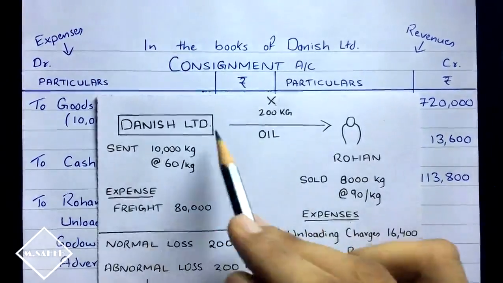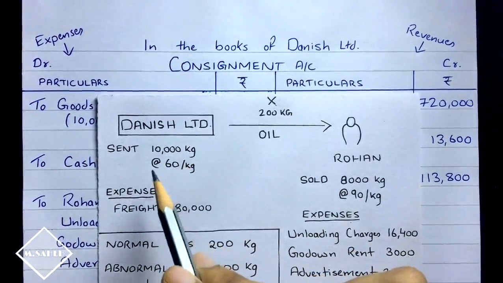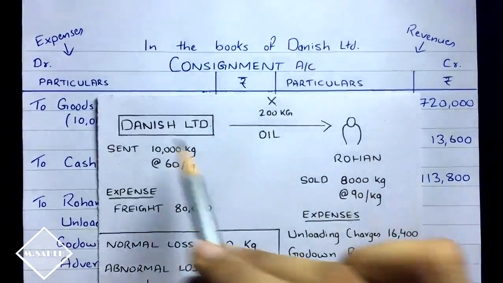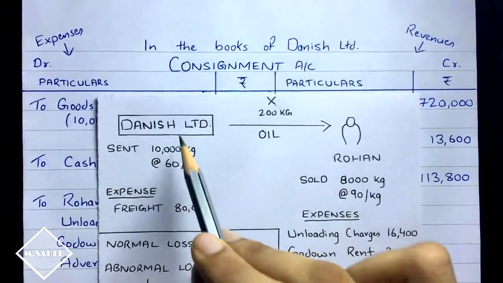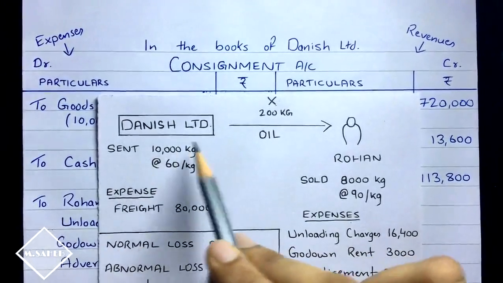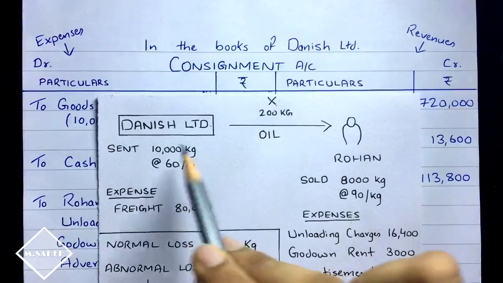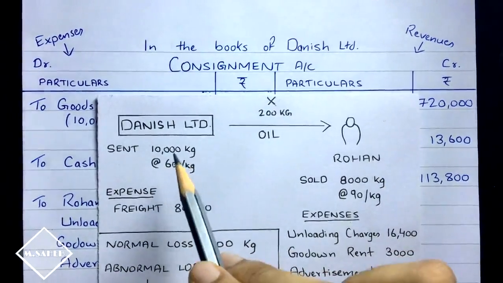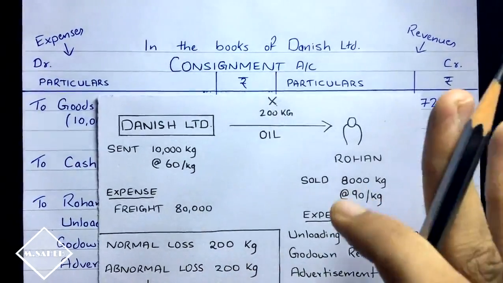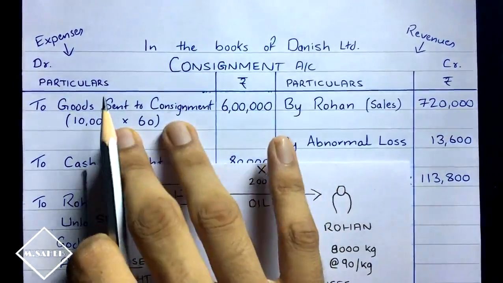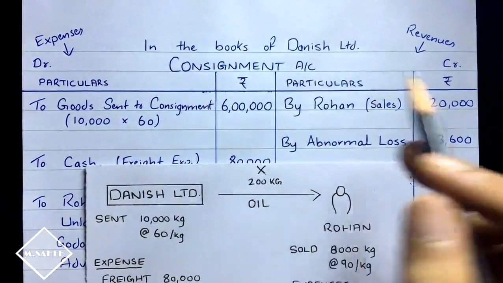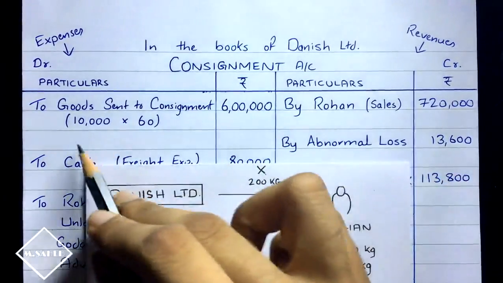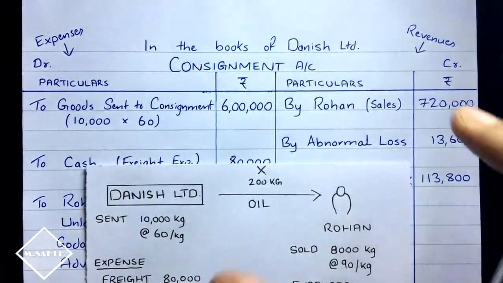Okay, let's start. At first, what happened? This company, Danish Limited, sent 10,000 kg of oil at the price of 60 rupees to Rohan, the consignee. Now what is this? This is an expense for the consignor, because Danish Limited had to purchase these 10,000 kg of oil and then send it to Rohan. So where do you record the expense? Here on the debit side, to goods sent on consignment, 6 lakh. The cost of the goods is 10,000 kg into 60 rupees, that is 6 lakh.